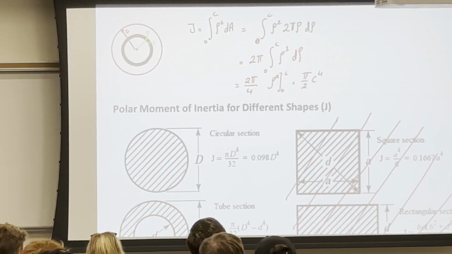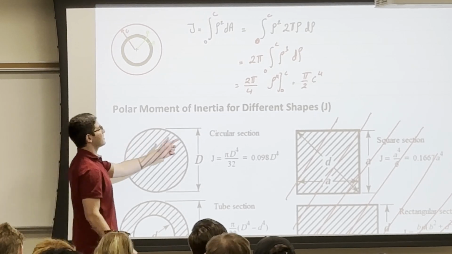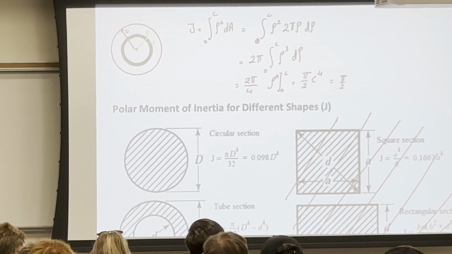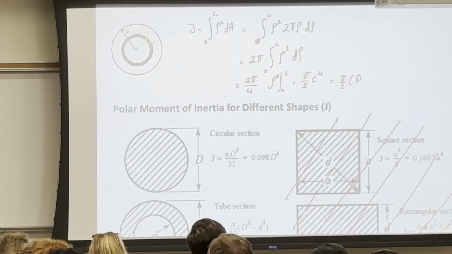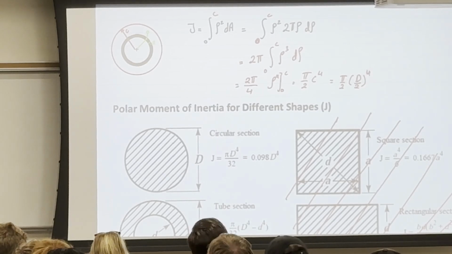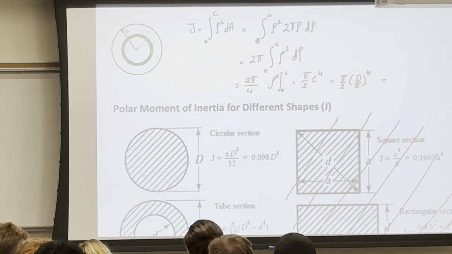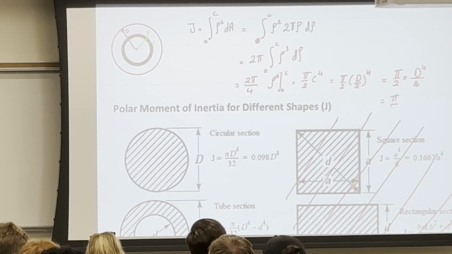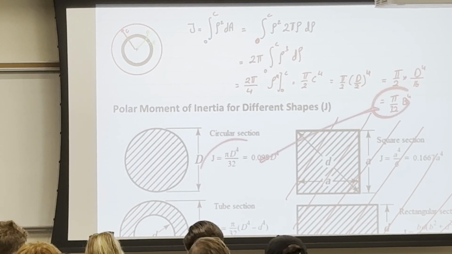Is this what we see here? No, it's not. Because what I used here is c, which is the radius. But if I want it in the form of diameter, I will say pi over 2. And what's the relation between c, the radius, and the diameter? I will say d over 2, and the whole thing is to the power 4, right? Diameter is equal to 2 times radius, so the radius is diameter over 2. And you will end up with pi over 2 times d to the power 4 over 16. And 16 times 2 is equal to what? 32. So pi d to the power 4 over 32.